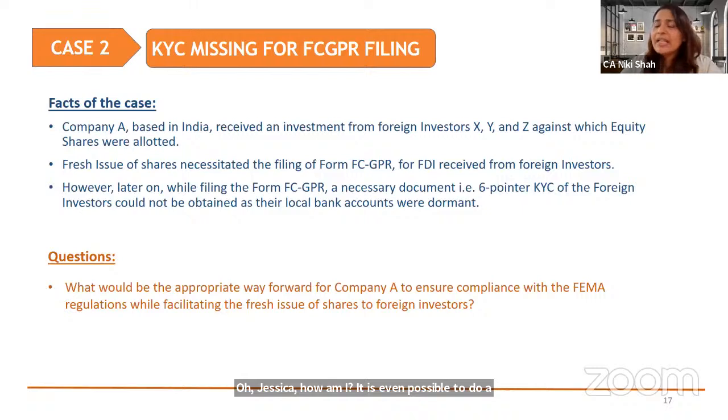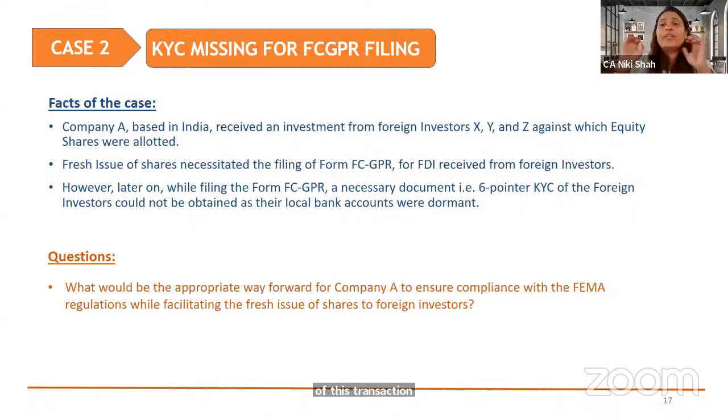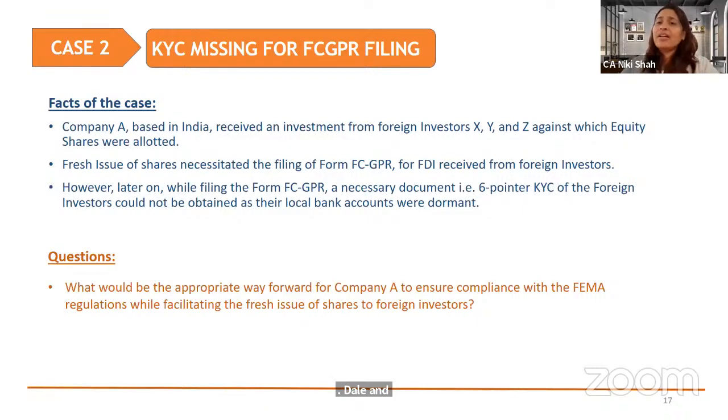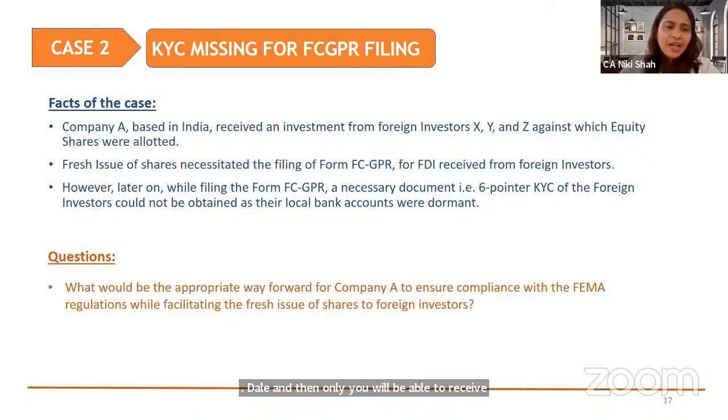Hence, I suggest that if you are being appointed or are allowed to be a part of this transaction beforehand, make sure that you tell your foreign investor that the six-pointer KYC ka jo document hai, which is a very, very basic document, just asks you about your name, your relationship with the bank, how long you have had the account with the bank, your passport number and all those basic details. 6 sawal hai. Wo six-pointer KYC bhar ke submit kar do. Then and only then will you be able to receive a KYC from your local bank. Otherwise, you are welcoming a lot of trouble.